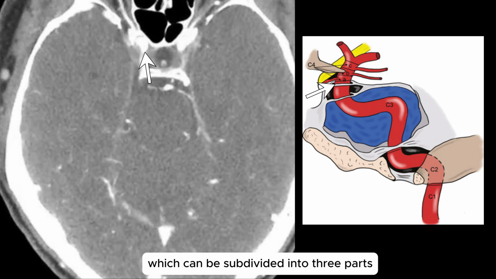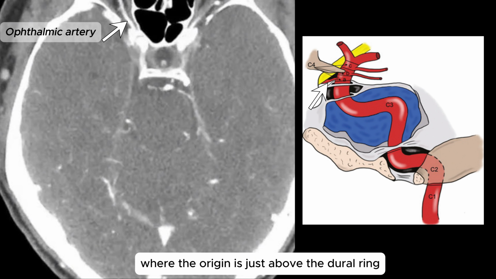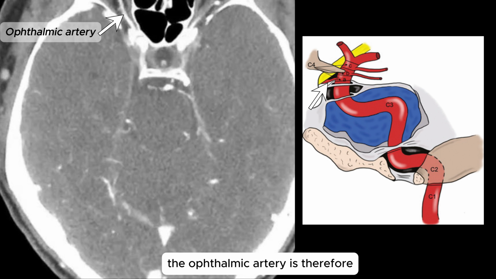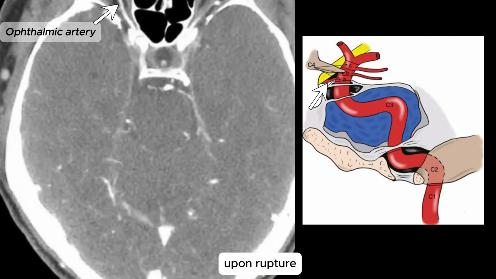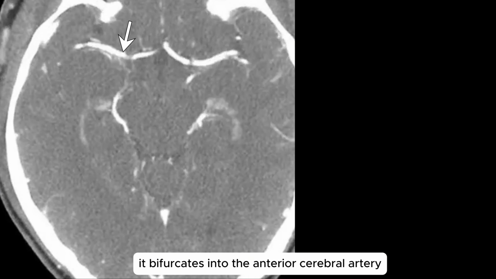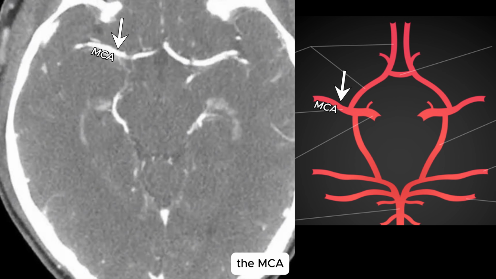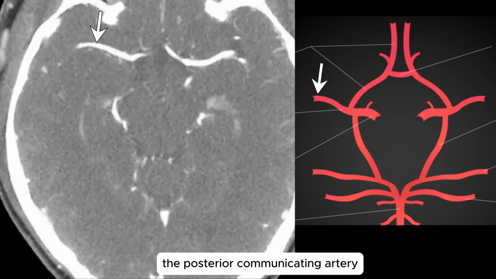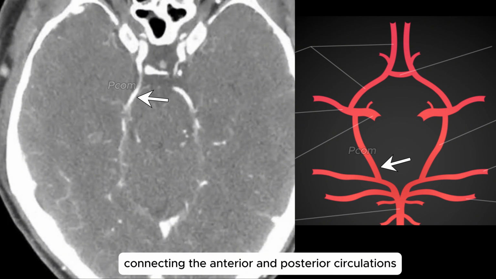A very important feature here is the ophthalmic artery, where the origin is just above the dural ring. The ophthalmic artery is therefore commonly used to divide aneurysms into intra- and extradural aneurysms, where the latter does not typically cause subarachnoid hemorrhage upon rupture. Now, for the final part of the ICA, it bifurcates into the anterior cerebral artery, or ACA, and the middle cerebral artery, the MCA. The posterior communicating artery also branches off the ICA, connecting the anterior and posterior circulations.